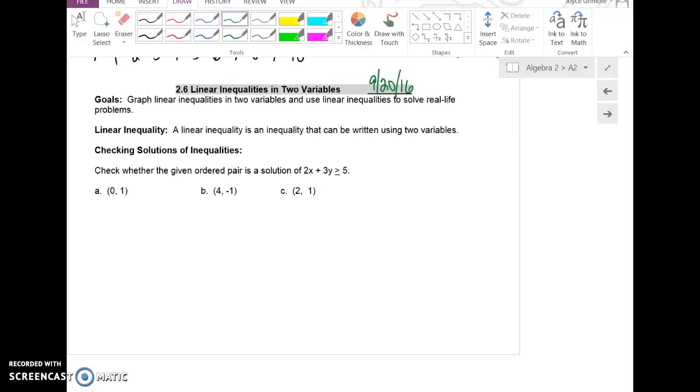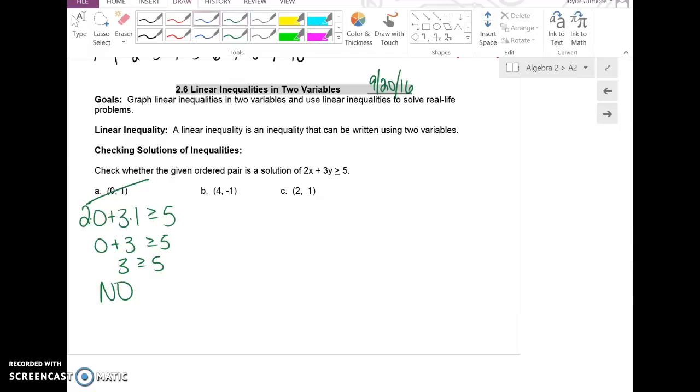I've got three ordered pairs here. We need to decide, are these ordered pairs solutions to the inequality 2x plus 3y is greater than or equal to 5? To check whether it's a solution, plug it in. So 2 times 0 plus 3 times 1, and we're checking to see if that's greater than or equal to 5. 2 times 0 is 0, plus 3 is 3. Greater than or equal to 5? No. So that ordered pair is not a solution.